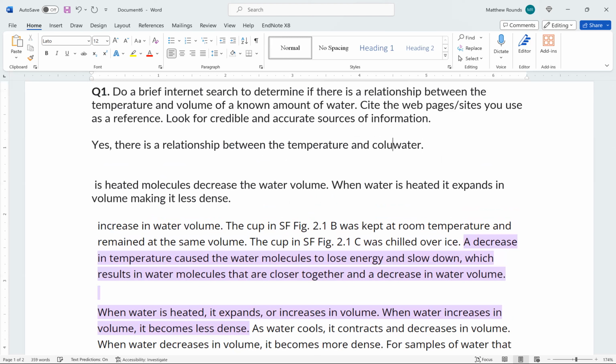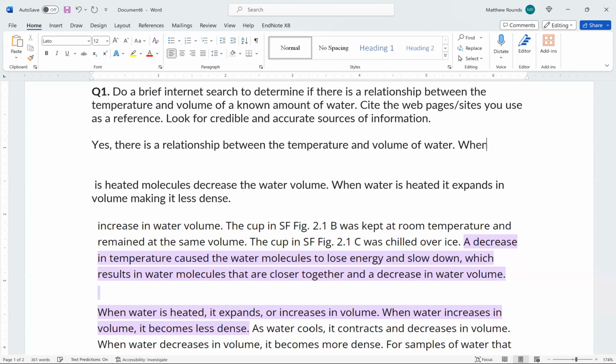And volume of water, not volume of water. And this is something you will want to do when you go to college: you want to repeat back what the person said, use their words. Yes, there's a relationship with temperature and volume. So this raises the obvious question, what is the relationship?